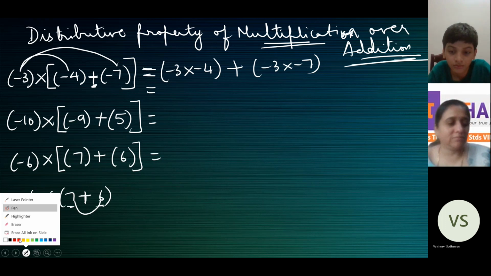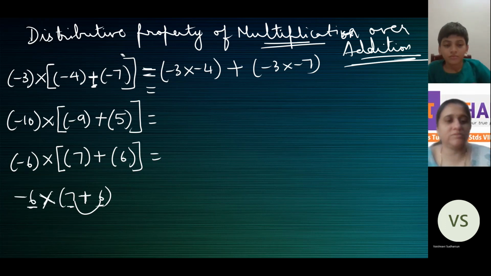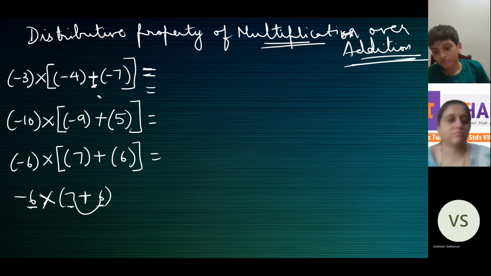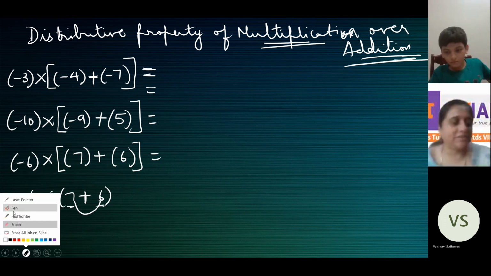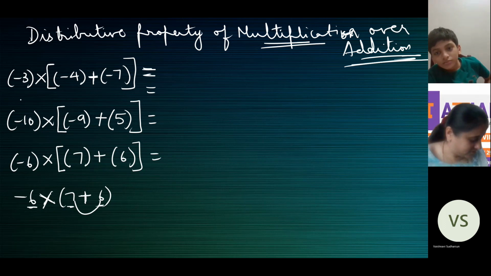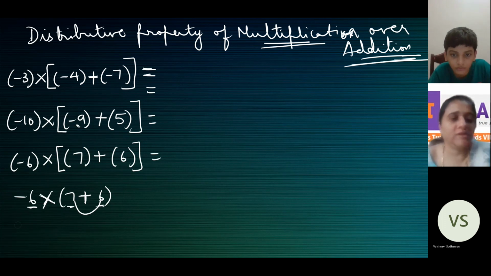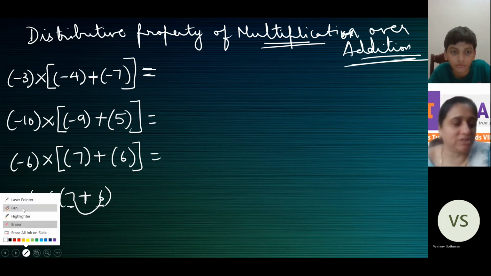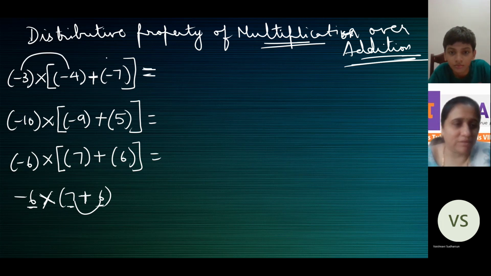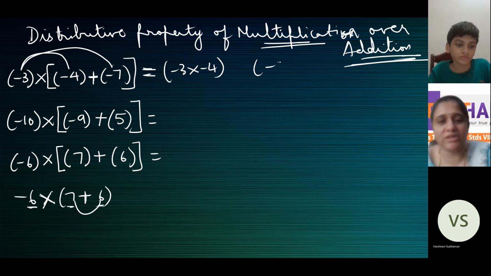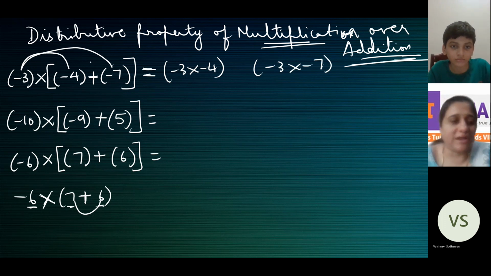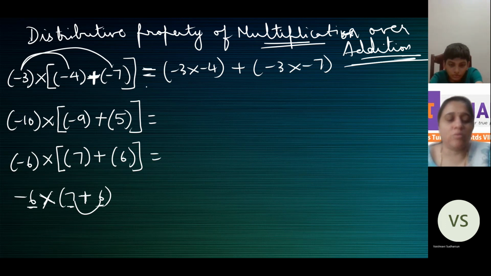I'll repeat because I'm not sure if you were listening to this. When you have an expression like this, you use the distributive property of multiplication over addition. How? Multiply these two numbers: -3 into -4 in one bracket. Then multiply these two: -3 into -7. Now connect them with a plus sign because it's over addition.